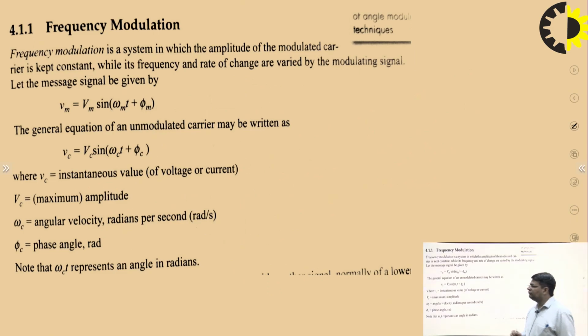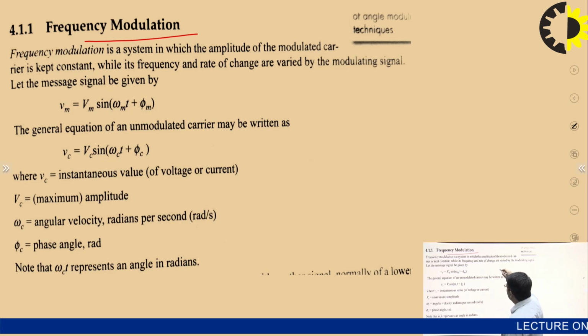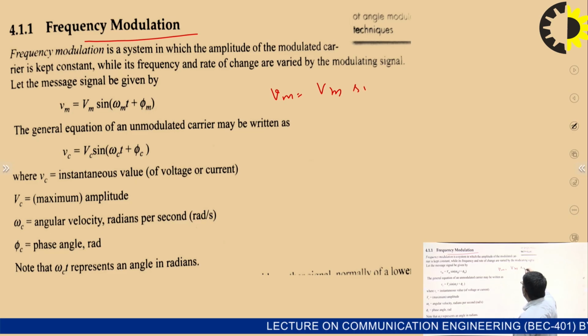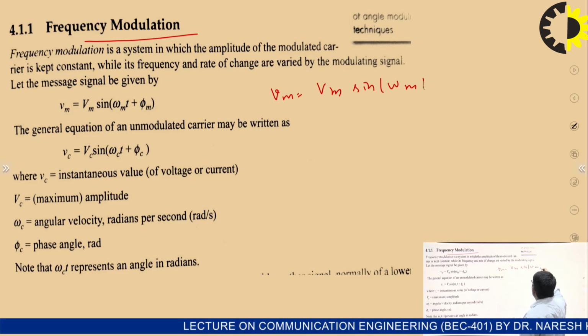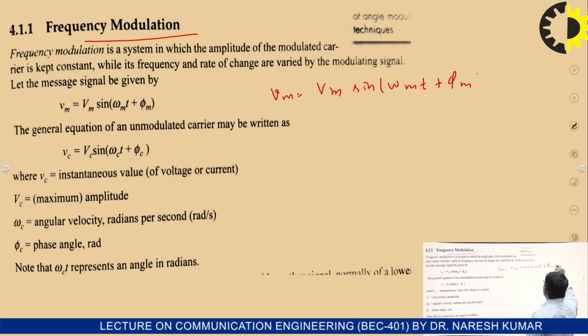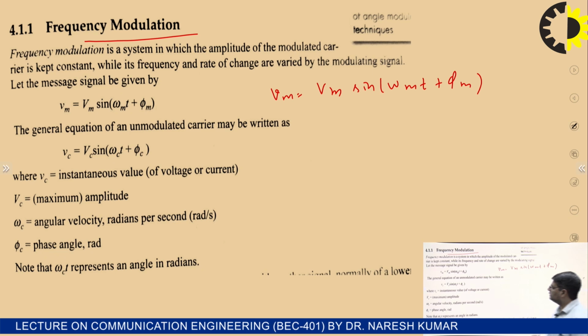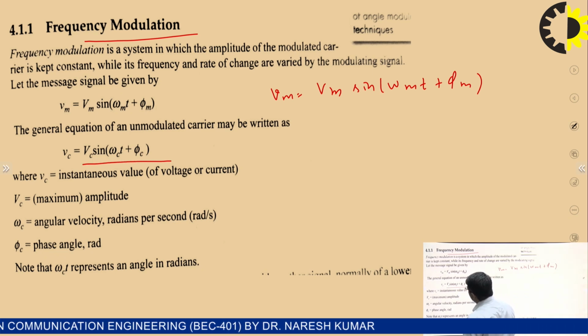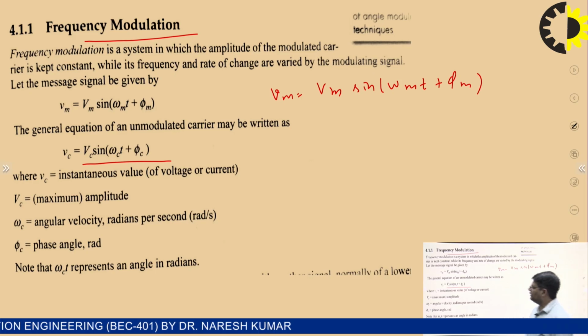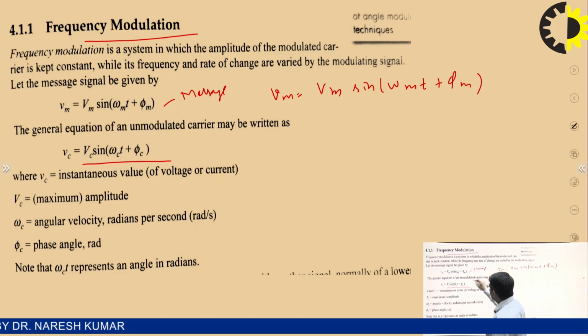Then let's have some derivation for the equation of frequency modulation. Let's take a sinusoidal message signal and carrier signal. First, the message signal is vm equal to Vm sine of omega m t plus phi m. Then we take a sinusoidal carrier signal, vc equal to Vc sine of omega c t plus phi c. So this is the message, and this is the carrier.